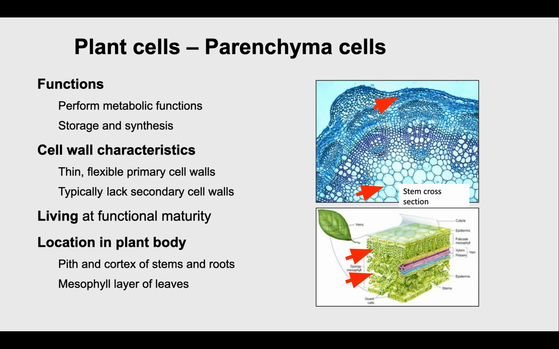Typically, we're going to find these in the pith and the cortex of stems and roots. Remember the pith and the cortex, they are part of ground tissue, right? Interior and exterior to the vascular bundles. We can also find them in the mesophyll layer of leaves. That is the inside portion of the leaves. If you look at this cross section again, it's basically everything in between the epidermal cells. That's the mesophyll layer. These are parenchyma cells, typically carrying out photosynthesis.